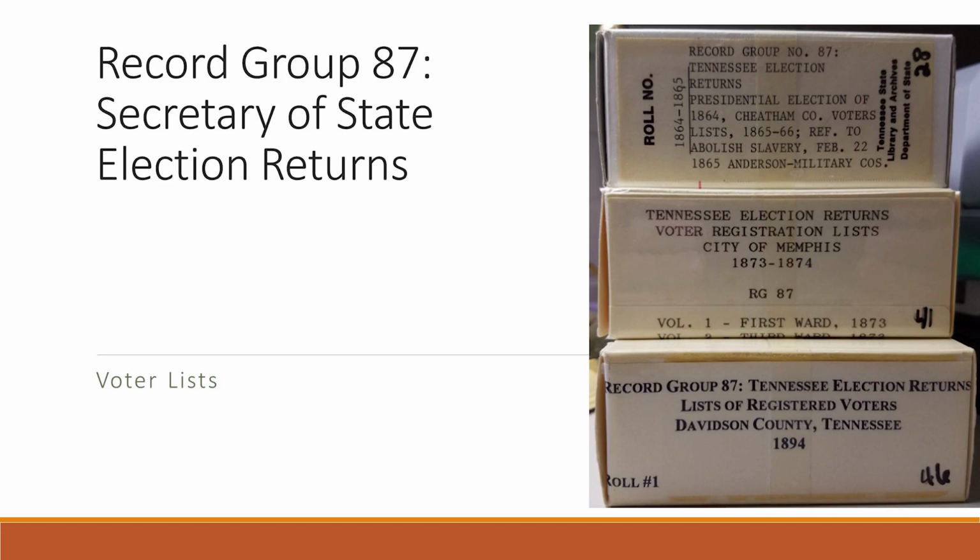We see a voter registration list for Memphis in the 1870s. We see a voter registration list for Davidson County in 1894. These get kind of random, but go look at the finding aid and go pull those microfilm drawers out and just see what's there for your county of interest.